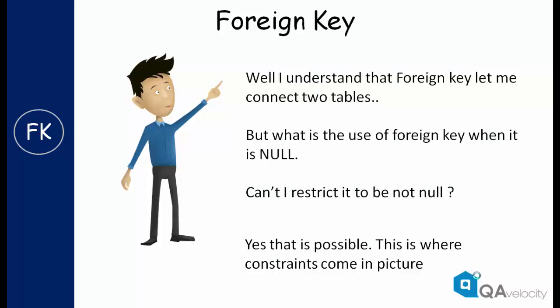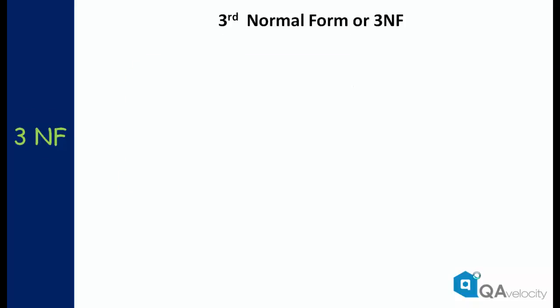So now we understand that a foreign key lets us connect two tables. But what is the use of a foreign key when it is null? Can't I restrict it to be not null? Yes, of course you can restrict it. For that, SQL provides a feature called constraints. We will talk about these constraints in a separate chapter. But before that, let's talk about third normal form.